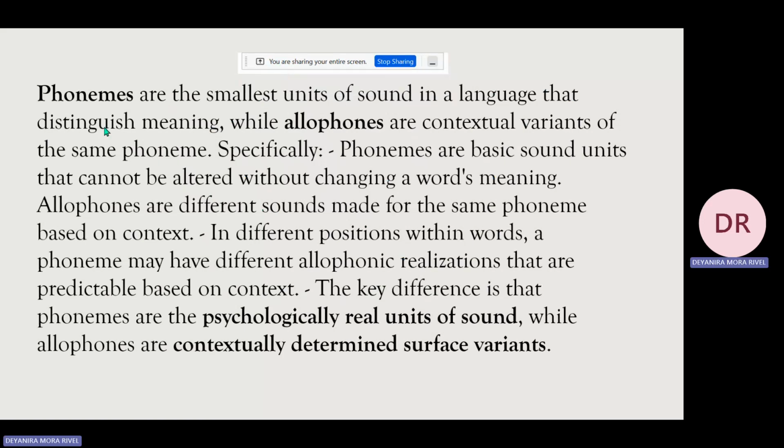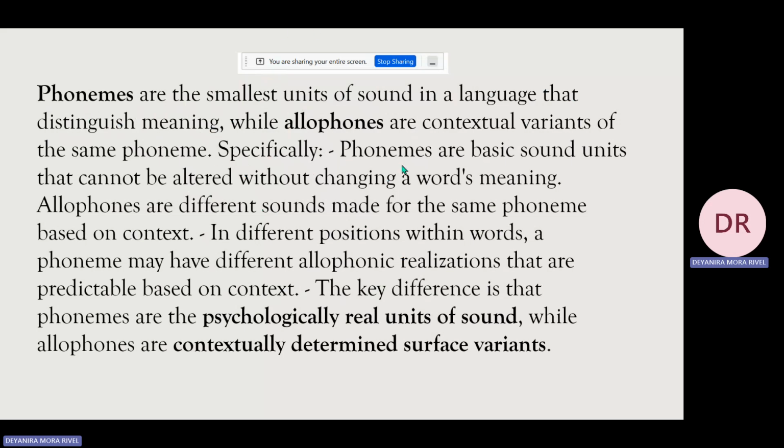a definition which some students asked for the last class. So phonemes are the smallest unit of a sound in a language that distinguish meaning. That is what we saw in phonetics, right? When we changed a sound in a minimal pair, and therefore we had a new word. While allophones are contextual variants of the same phoneme. Okay, so when that phoneme changes a little bit, depending on the context, then we're going to have an allophone.